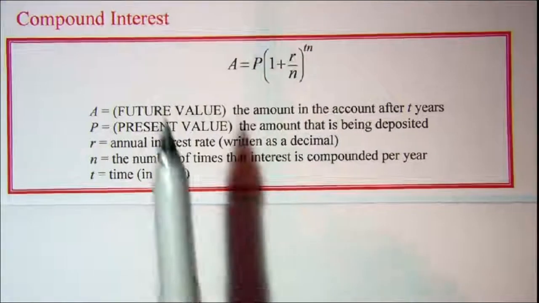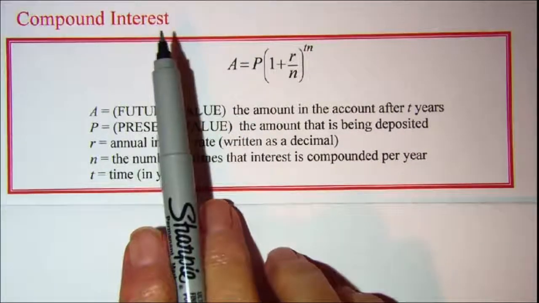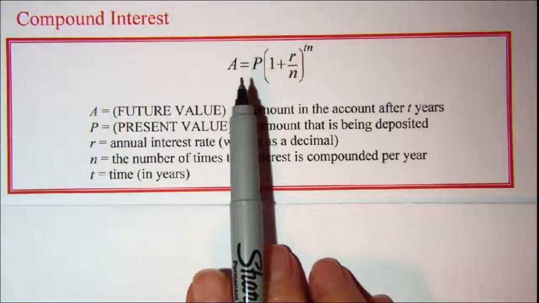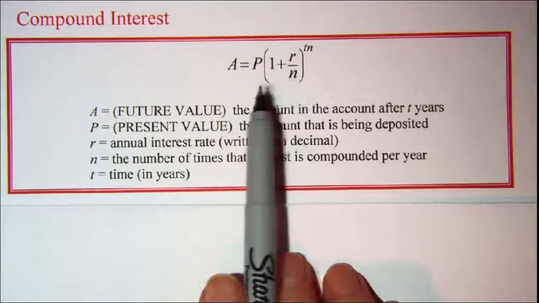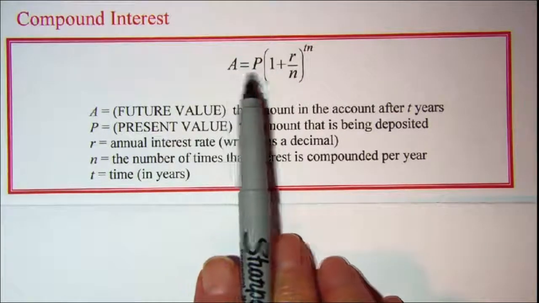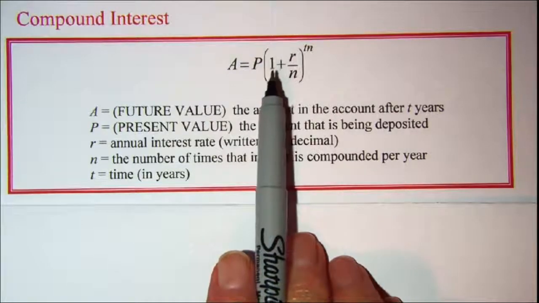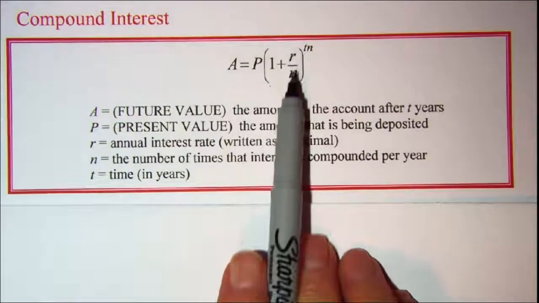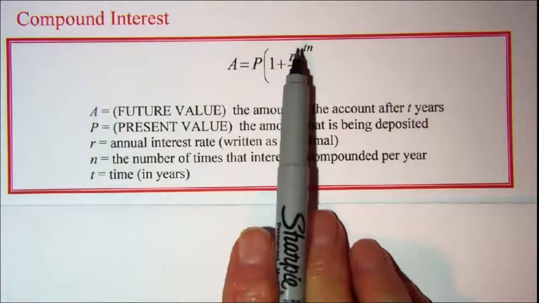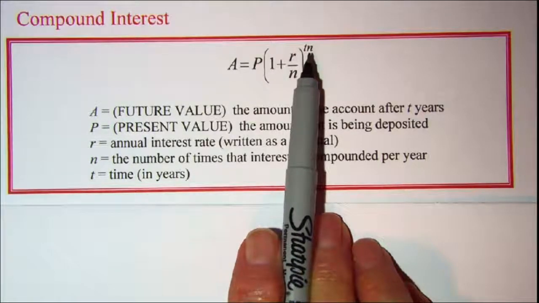In this video, we'll be working a compound interest problem. The formula that we'll be using is our formula for compound interest: A equals P times the quantity 1 plus R divided by N, all raised to the T times N power.